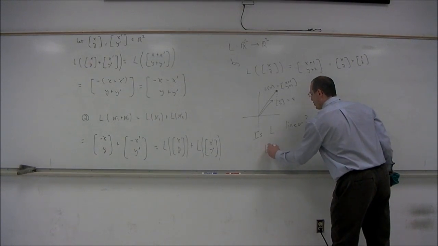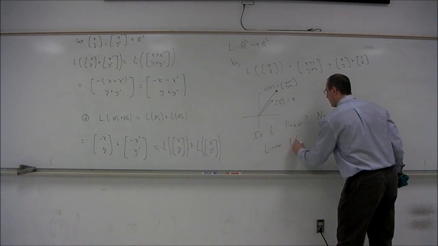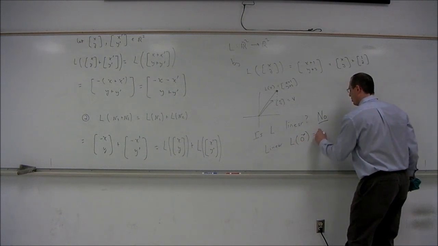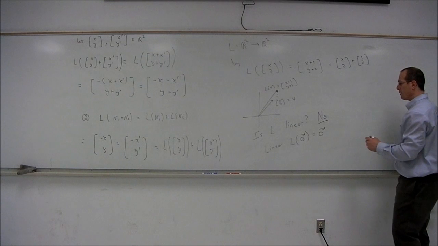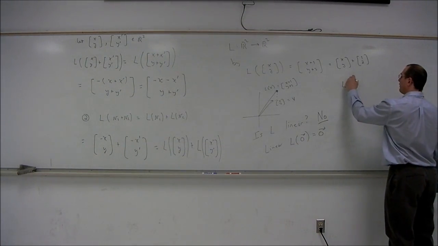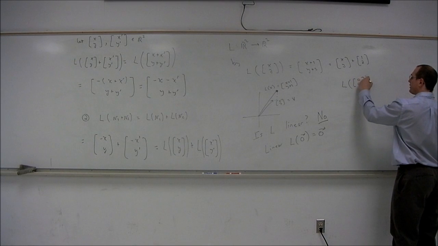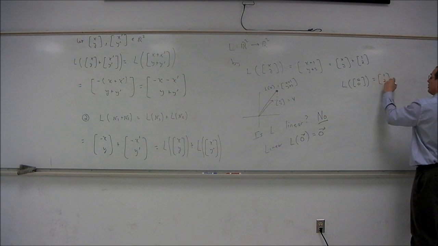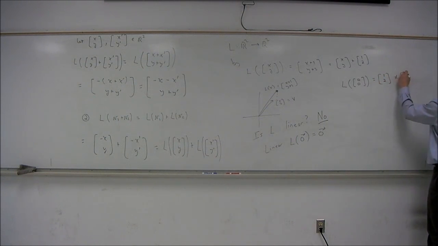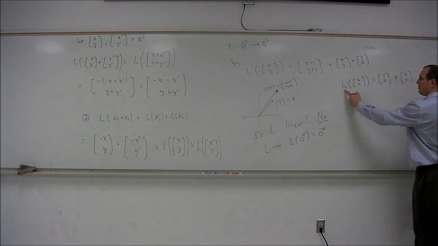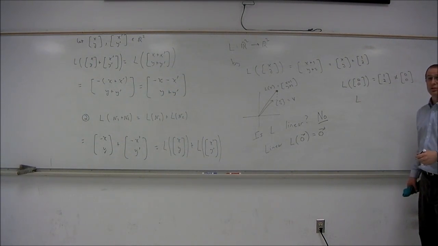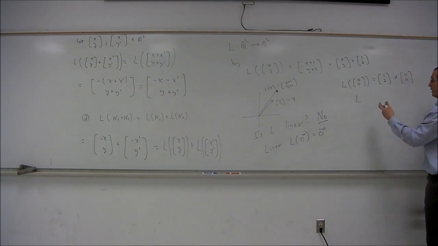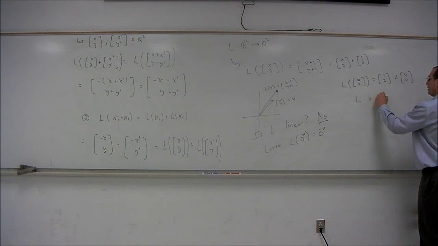For a linear transformation, L of the 0 vector will always equal the 0 vector. So in this particular example, L of 0, 0, that's our 0 vector in R2, is equal to 1, 2, which is obviously not the 0 vector. So this cannot be a linear transformation. It was a little bit presumptuous then to call it L. Maybe we should have just called it T for transformation. But anyway, L is not linear.